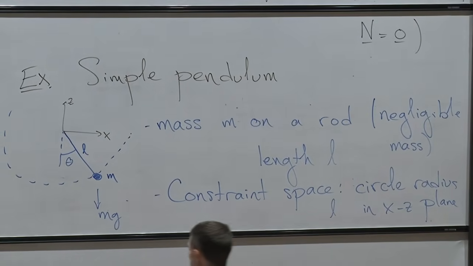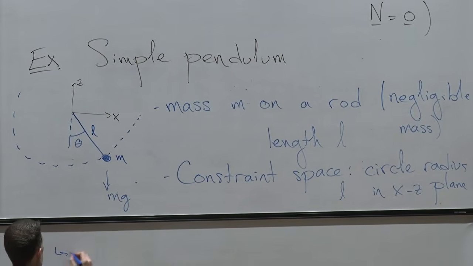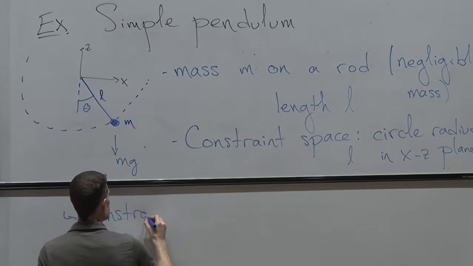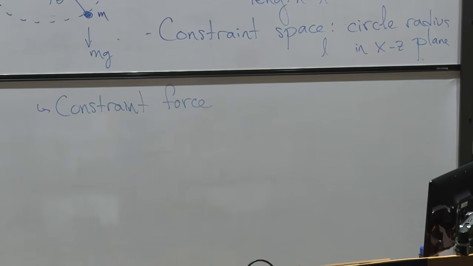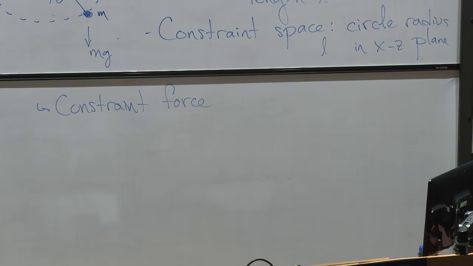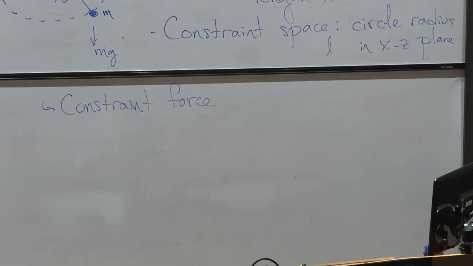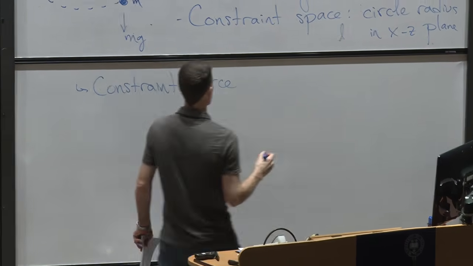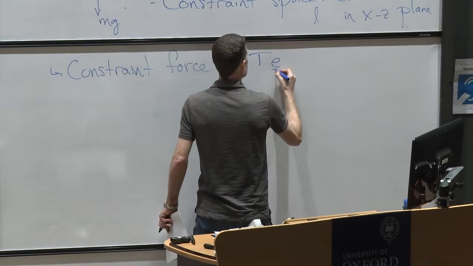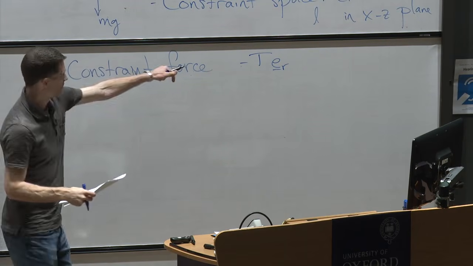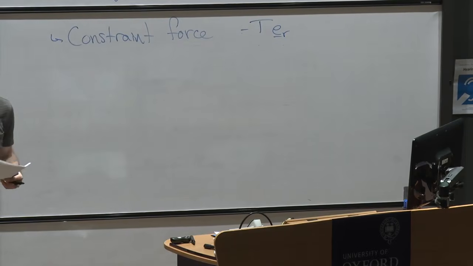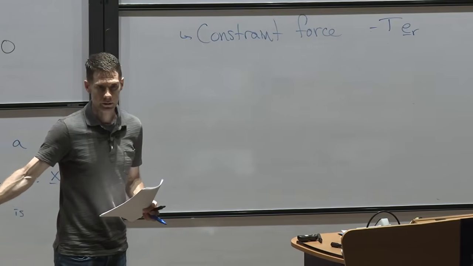The constraint force: I've said the constraint force is perpendicular to the constraint space, and perpendicular to the circle is the radial direction. I'm going to write the constraint force as, so that's the ER direction, if I make ER my radial vector, and I'm going to put a minus T there, and that's motivated by the physical meaning of that constraint force, which is that it's holding that pendulum at a fixed radius.